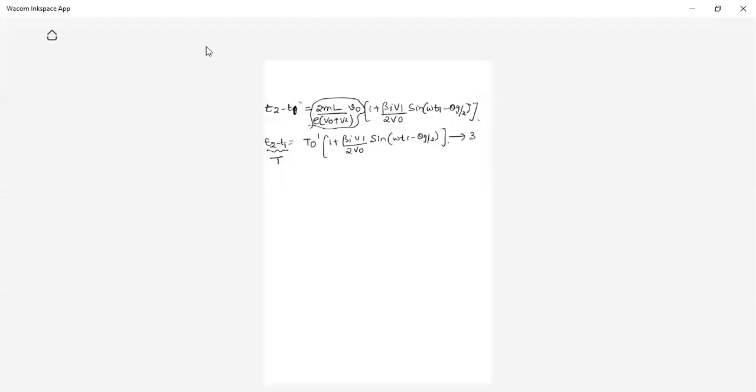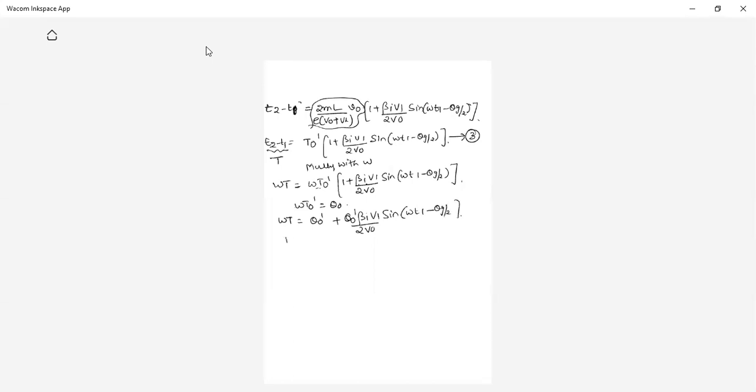So let us name it as 3, multiplying with omega on both sides. What you are going to get is omega T is equal to omega T naught dash into 1 plus beta I V1 by 2 V naught sine omega T1 minus theta G by 2. So omega T naught dash is nothing but theta dash. So omega T is equal to theta dash plus, multiplying with omega T naught, you are going to get theta dash beta 1 V1 by 2 V naught sine omega T1 minus theta G by 2.